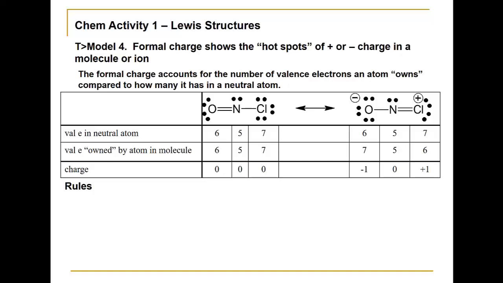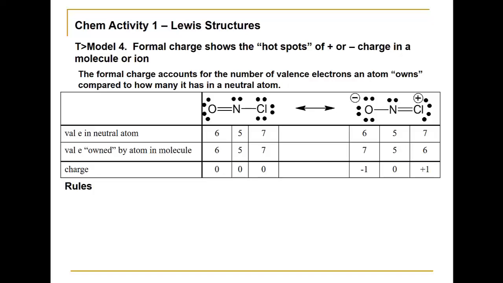This calculation involves, first of all, deciding what are the number of valence electrons in the neutral atom. We've done this before, so you can see, for example, that we have 6 for oxygen, 5 for nitrogen, 7 for chlorine, and that's true for both resonance forms. The next thing, however, is to determine the number of valence electrons actually owned by an atom. Now, there is a calculation that can be done for this, but I find it easier to come up with the number just by inspection.